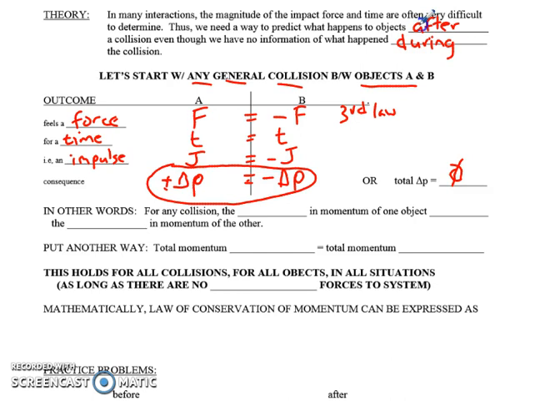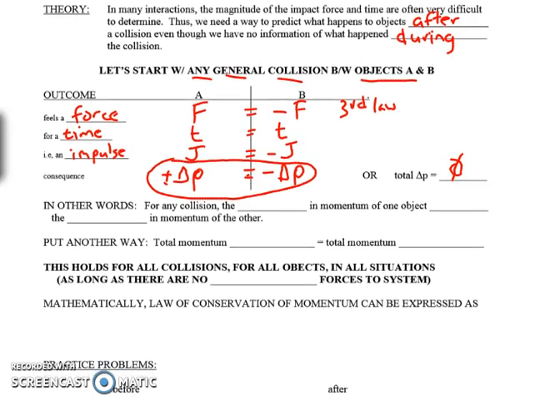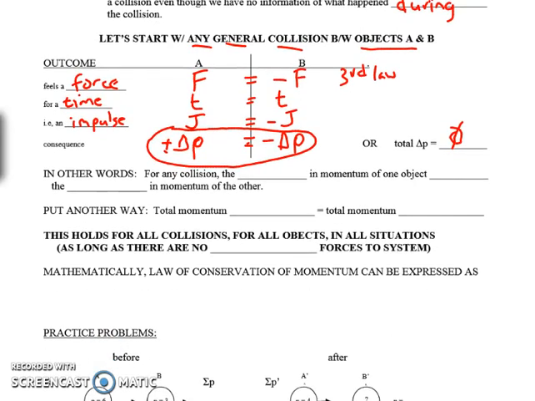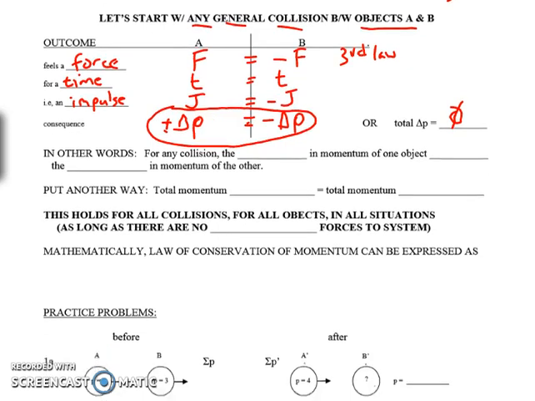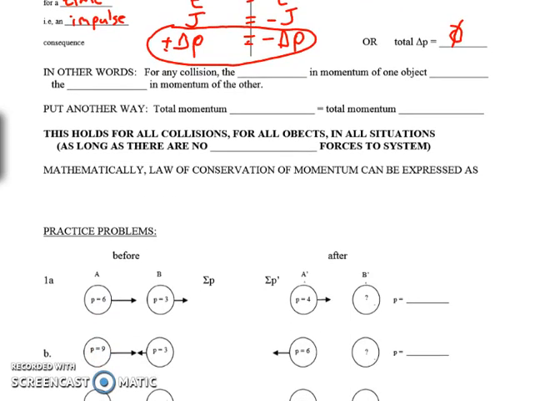Now, when we presented in class, we didn't look at it so much in terms of changes, but again, the change in one is equal to the negative change in the other, or the overall change is 0. For any collision, I'm sorry, let me write that down, my bad. Gain in momentum of one object equals the loss in momentum of the other. Or put another way, total momentum before a collision equals the total momentum after.